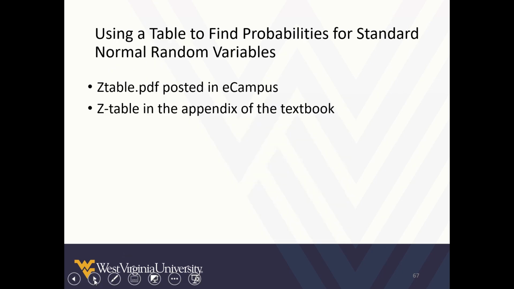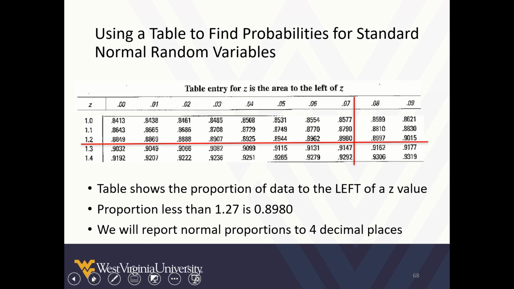So this brings us to needing to learn how to use our z-table. It is posted in eCampus, and can be found in the back of your textbook. How we would read it is, along the y column is your first 2 digits for your z-table. So it'll have the value in the ones place and in the tenths place. And then the hundredths place is found along the x-axis.